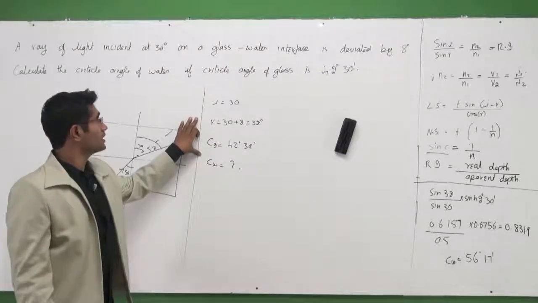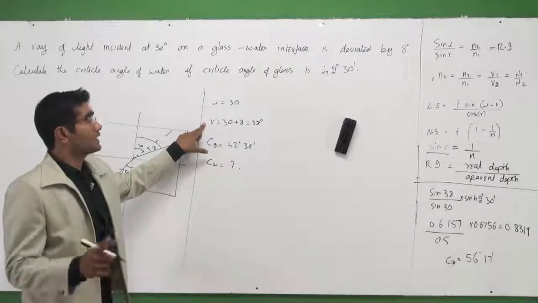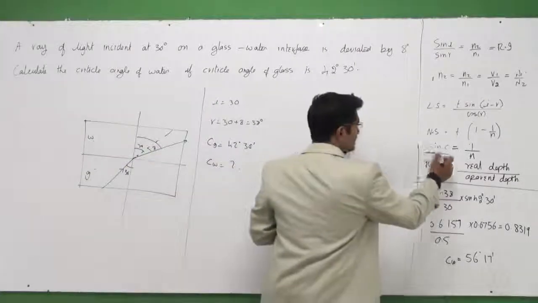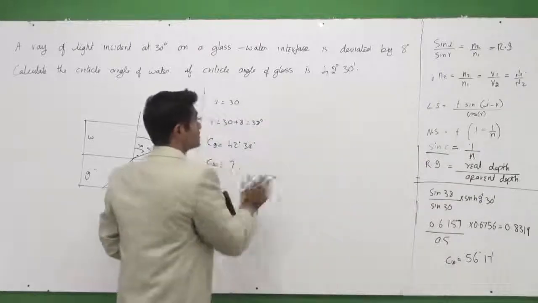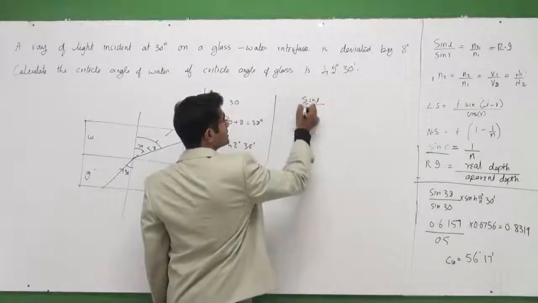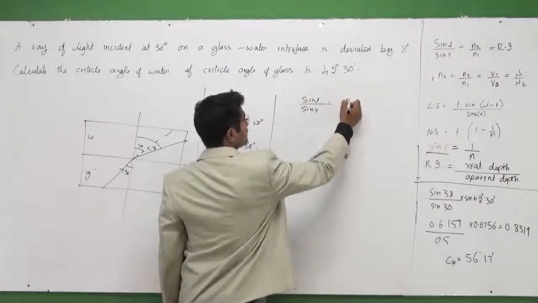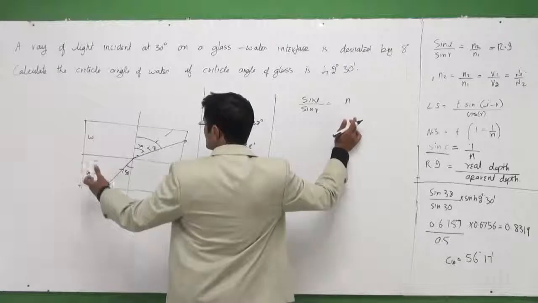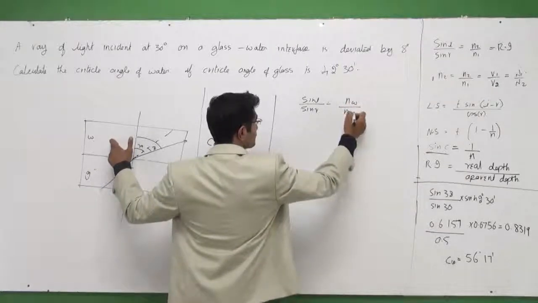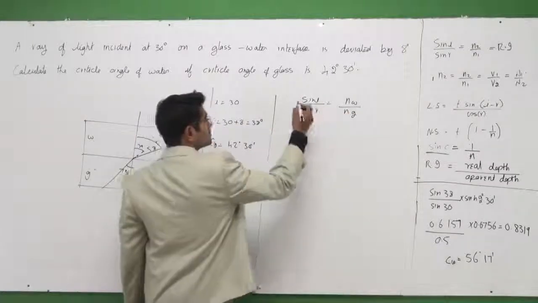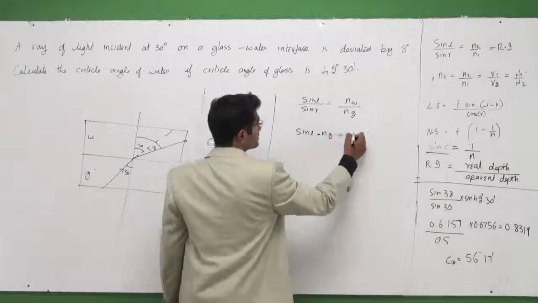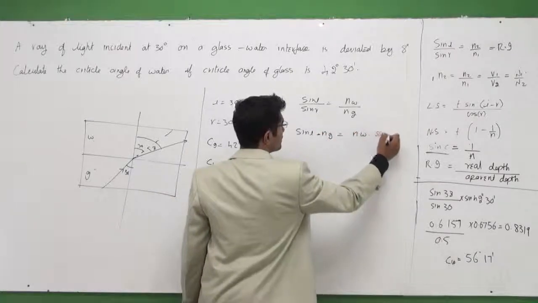I can see the first one: if I and R are given, I can connect it to refractive indices. But I see one more formula which connects sin C and refractive index. So let's anyway write Snell's law, because I have I and R. I can write sin I by sin R is the refractive index of the second medium. The second is water because light is going into this medium. So refractive index of water divided by refractive index of glass. Let me cross multiply this. I'll get sin I into N glass is NW into sin R.